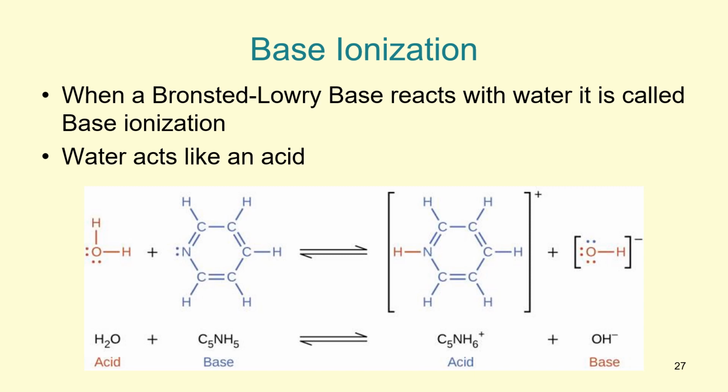When a Bronsted-Lowry base reacts with water, we call it base ionization. In this case, water acts like an acid, so it donates the H plus to the base. The base gains the hydrogen, and then we have OH negative, the conjugate base of the acid. We're going to look later in this chapter at a lot of acid-base ionization reactions and problems.